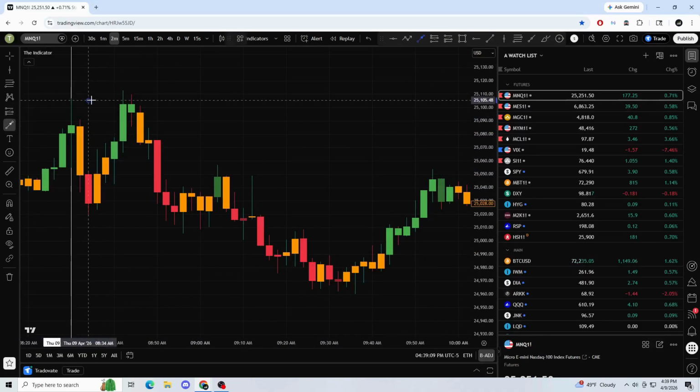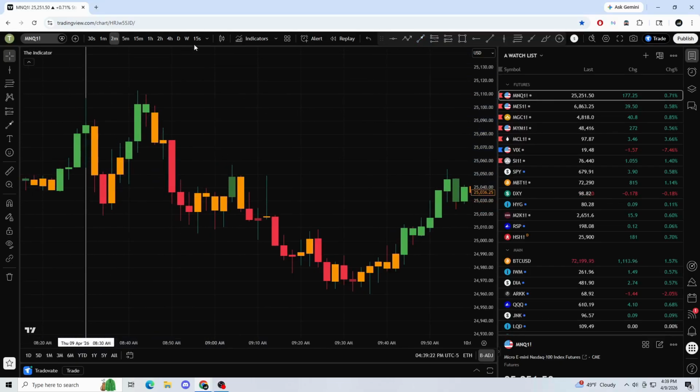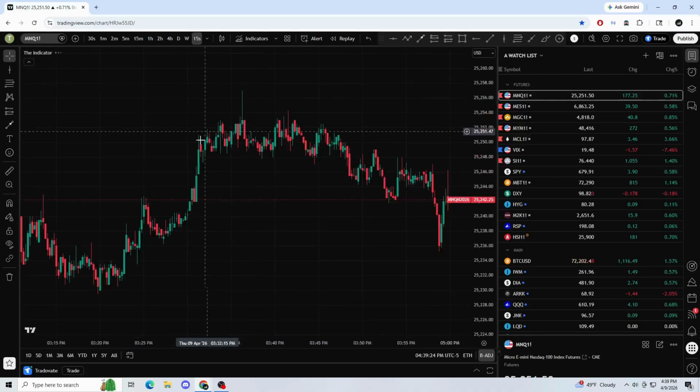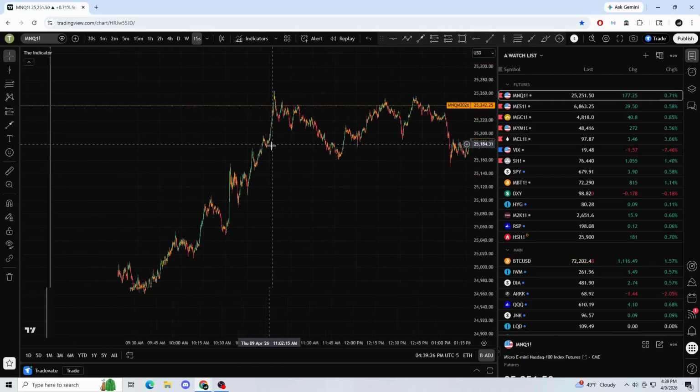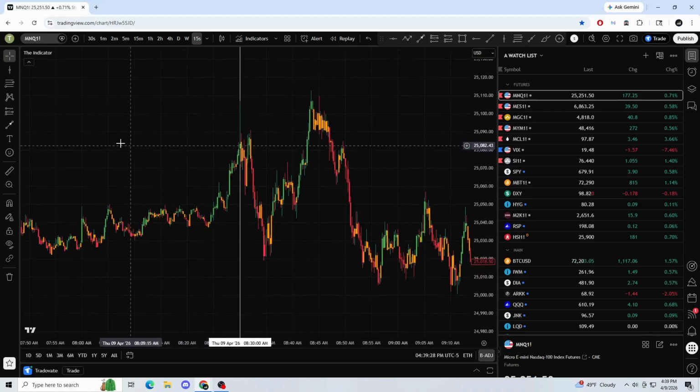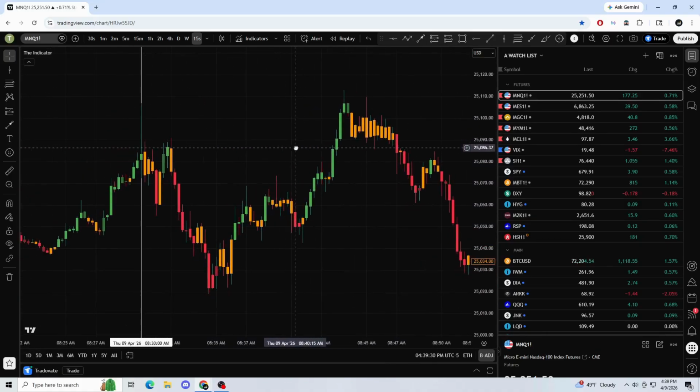So if you were to get long here, you get smacked. If you were to get short here, you would probably go break even or maybe a little bit of profit. If you were to short this, you would have gotten smacked. So it's pretty challenging. But the more you zoom in, the more you can see, oh okay, maybe I should have traded the 15-second chart today. That would have been way better.